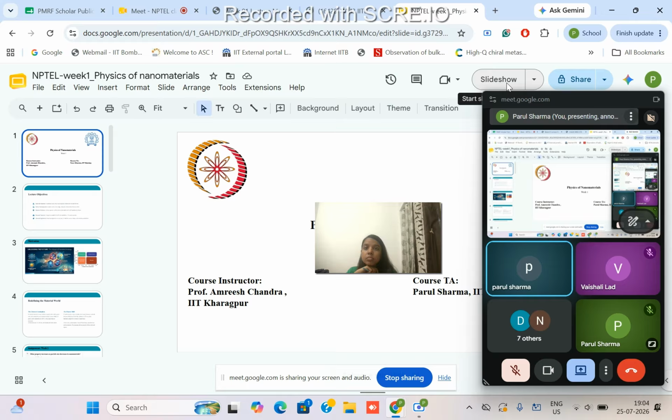So first is nano, which means one billionth, that is 10 raised to the power minus 9 meter, sorry, nanometer. And what is material? Material has definite mass, definite volume, and occupies space. We are dealing with materials that can exist in different states: solid, liquid, gas, and plasma.